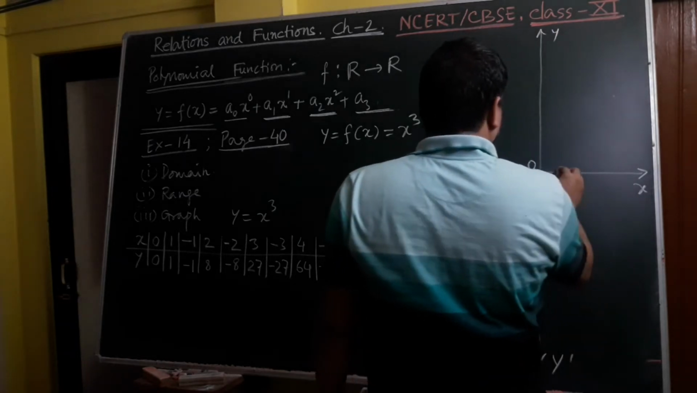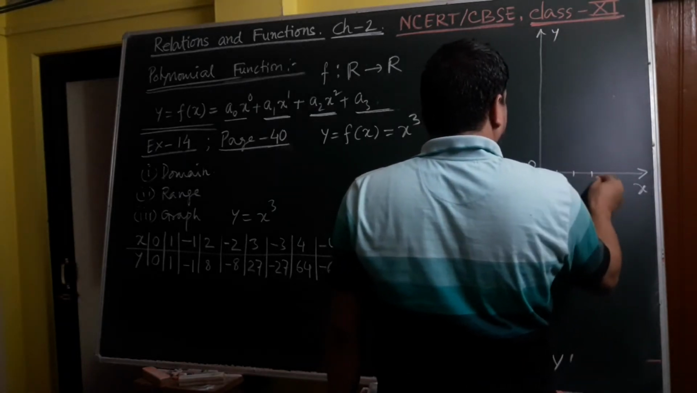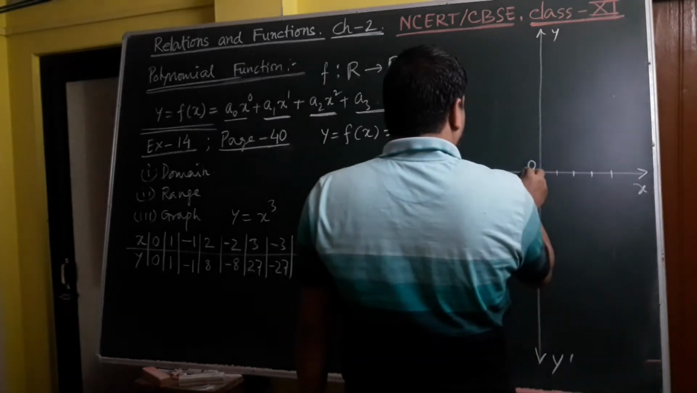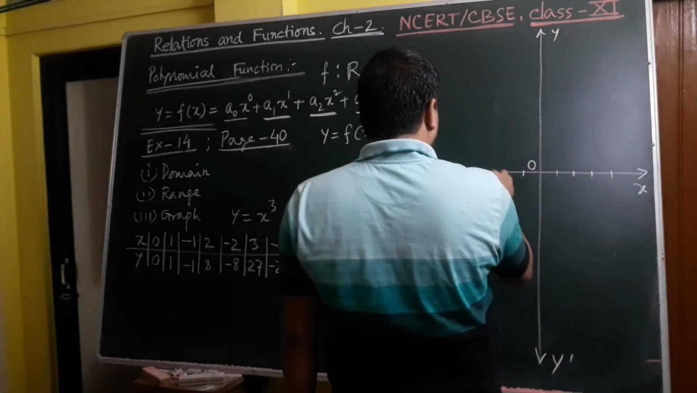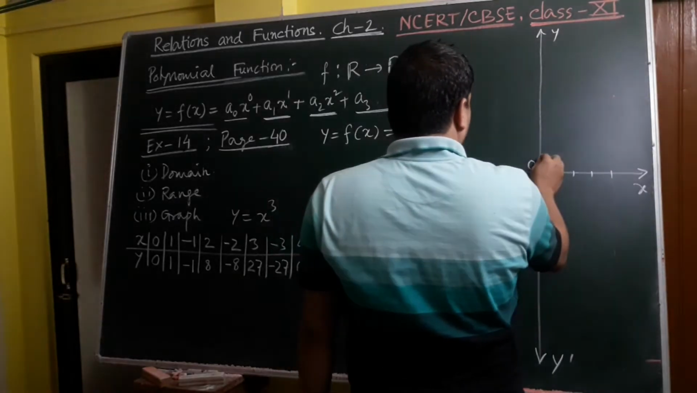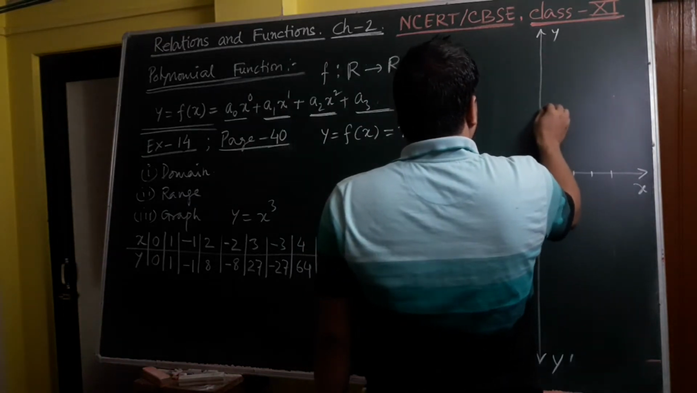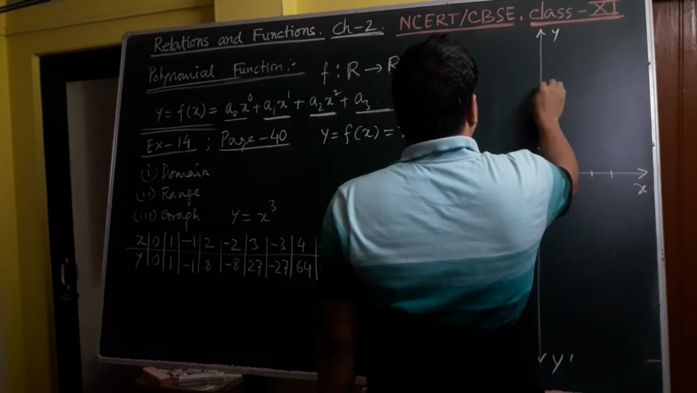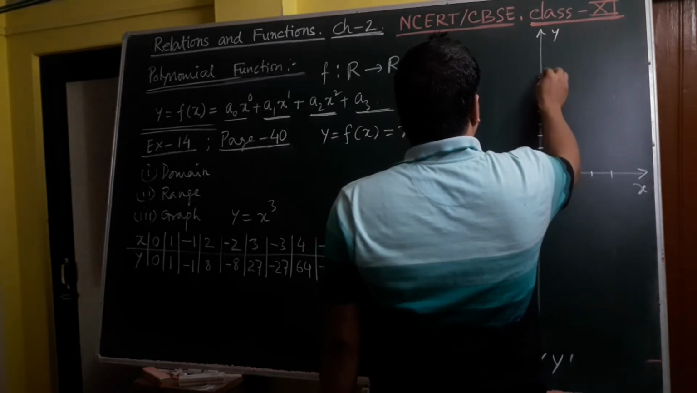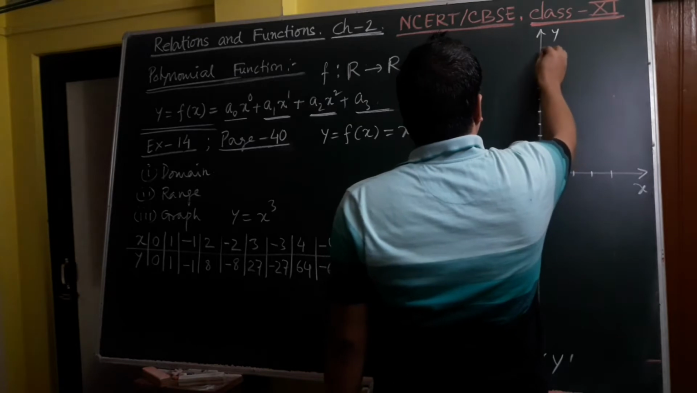This is y. So plus 1, plus 2, plus 3, plus 4. Okay, minus 1, minus 2, minus 3, minus 4. 1, 2, 3, 4, 5, 6, 7, 8, 9, 10.